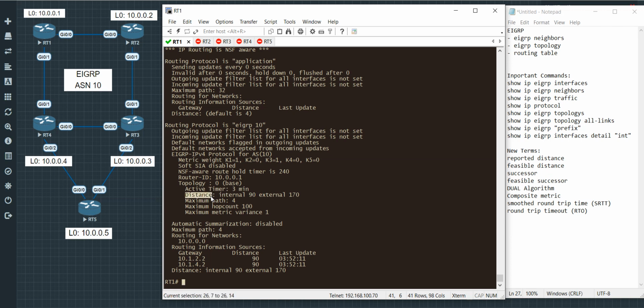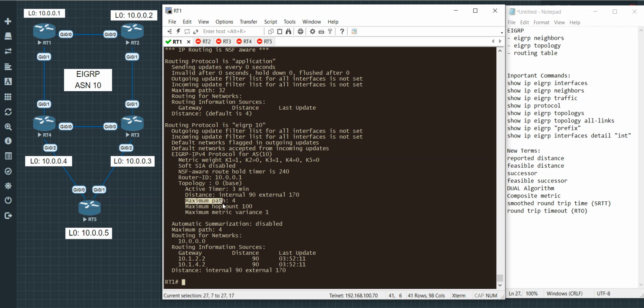The next item here is the distance. This particular distance refers to the administrative distance. So in any sort of routing protocol, every route has some sort of administrative distance assigned to it. By default, internal EIGRP routes are assigned the value of 90, and any external routes are assigned 170. And so this is the default administrative distance for internal routes and external routes for EIGRP.